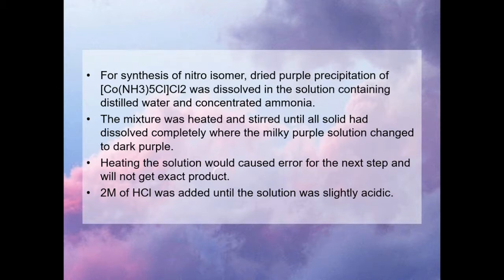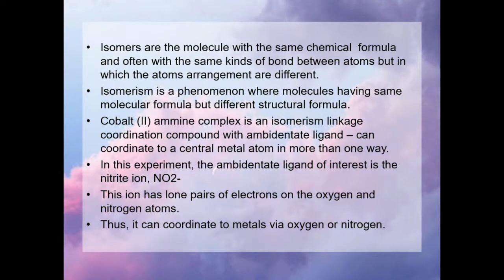For synthesis of nitroisomer, the dried purple precipitate of pentaamine chlorocobalt chloride was dissolved in a solution containing distilled water and concentrated ammonia. The mixture was heated and stirred until all solid had dissolved completely, where the milky purple solution changed to dark purple. Heating the solution further will cause error for the next step and will not give the exact product. 2 molar hydrochloric acid was added until the solution was slightly acidic.